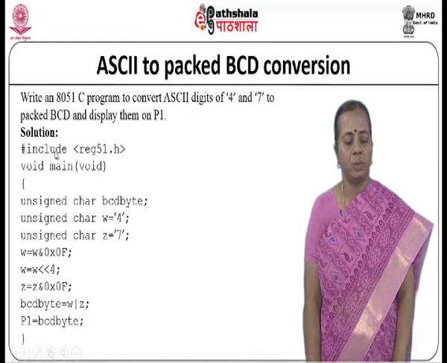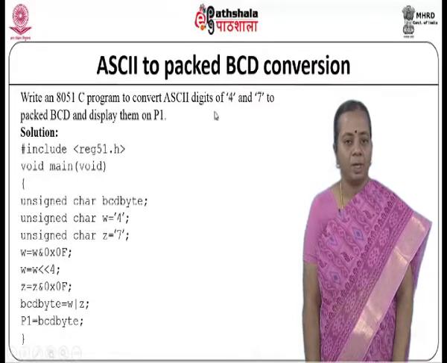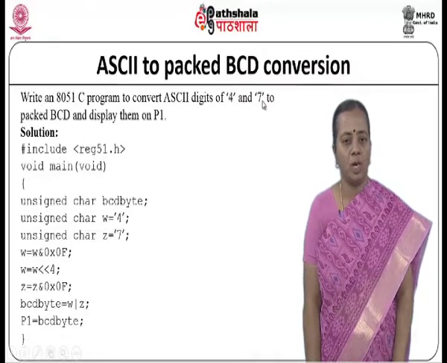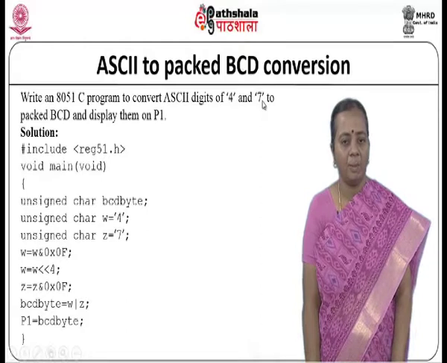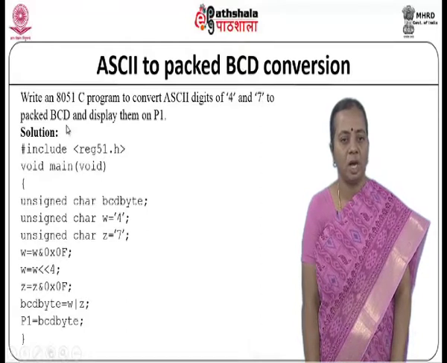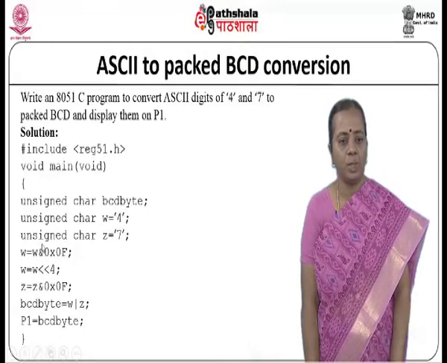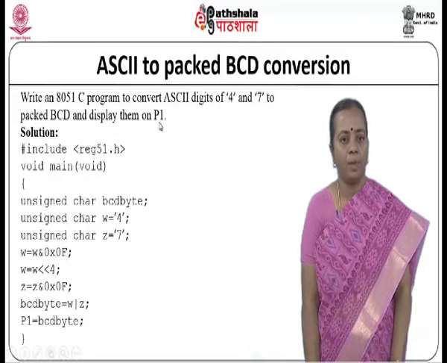So, this is the way this particular code demonstrates that the ASCII digits 4 and 7 are combined, or packed, to make a BCD digit of 47 through this particular program. The output is displayed in your P1 port.